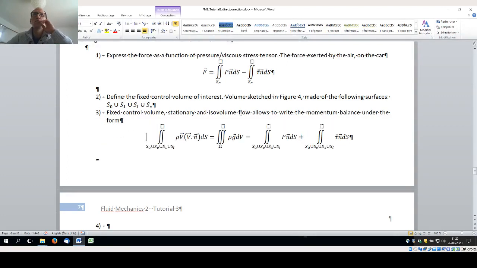So the integral over both surfaces this time. Okay, the part associated to gravity. Here we'll use the fact that it is said at the beginning that gravity forces are neglected.